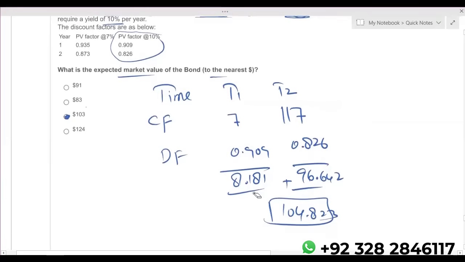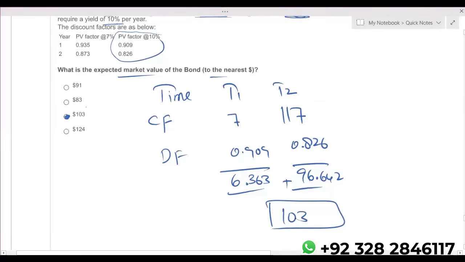Maybe let me. Oh, here I made a mistake. 7 multiplied by 0.909 is actually 6.363. So we are getting exactly 103. So all you need is just simply calculate the present value of future cash flows. Breakdown of 117 is very okay.